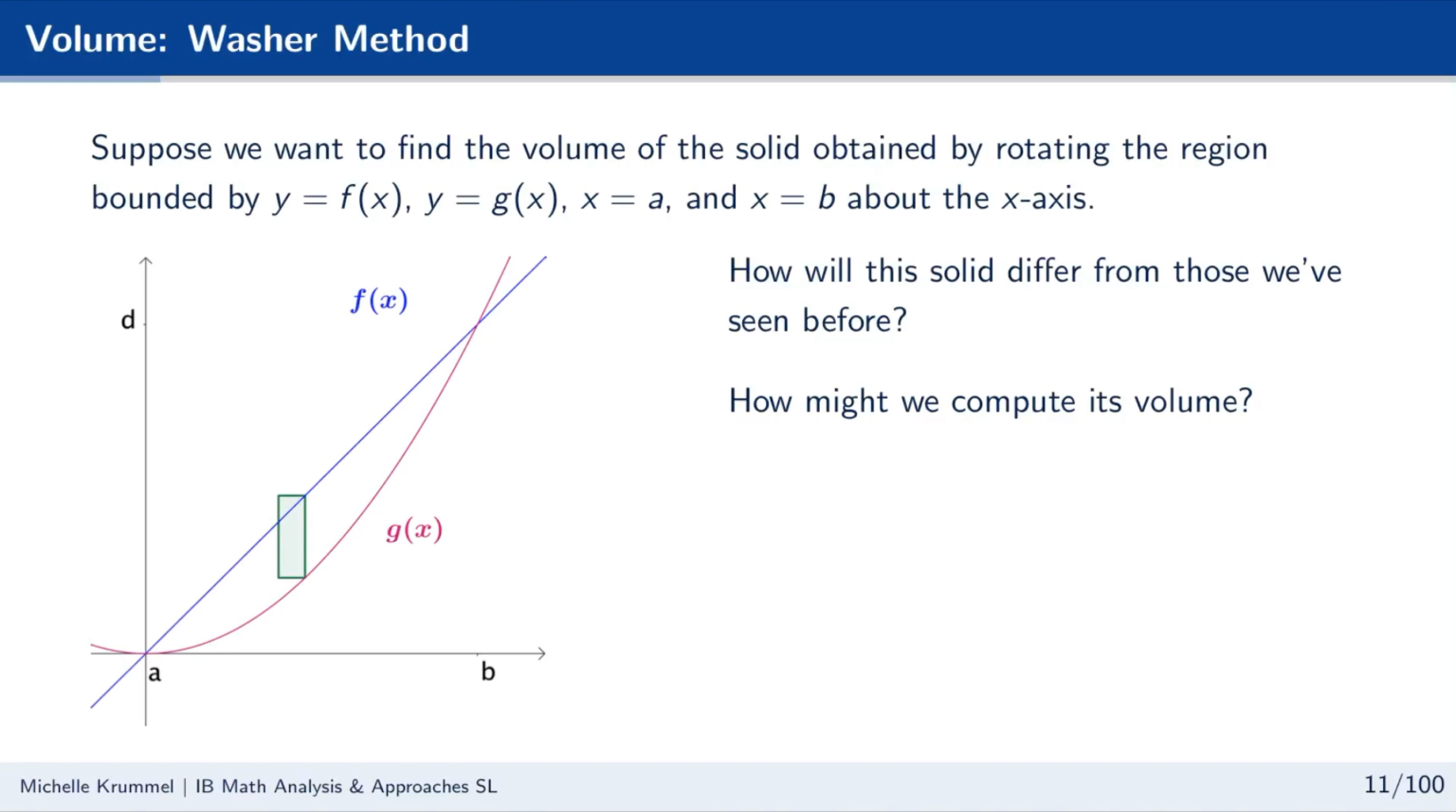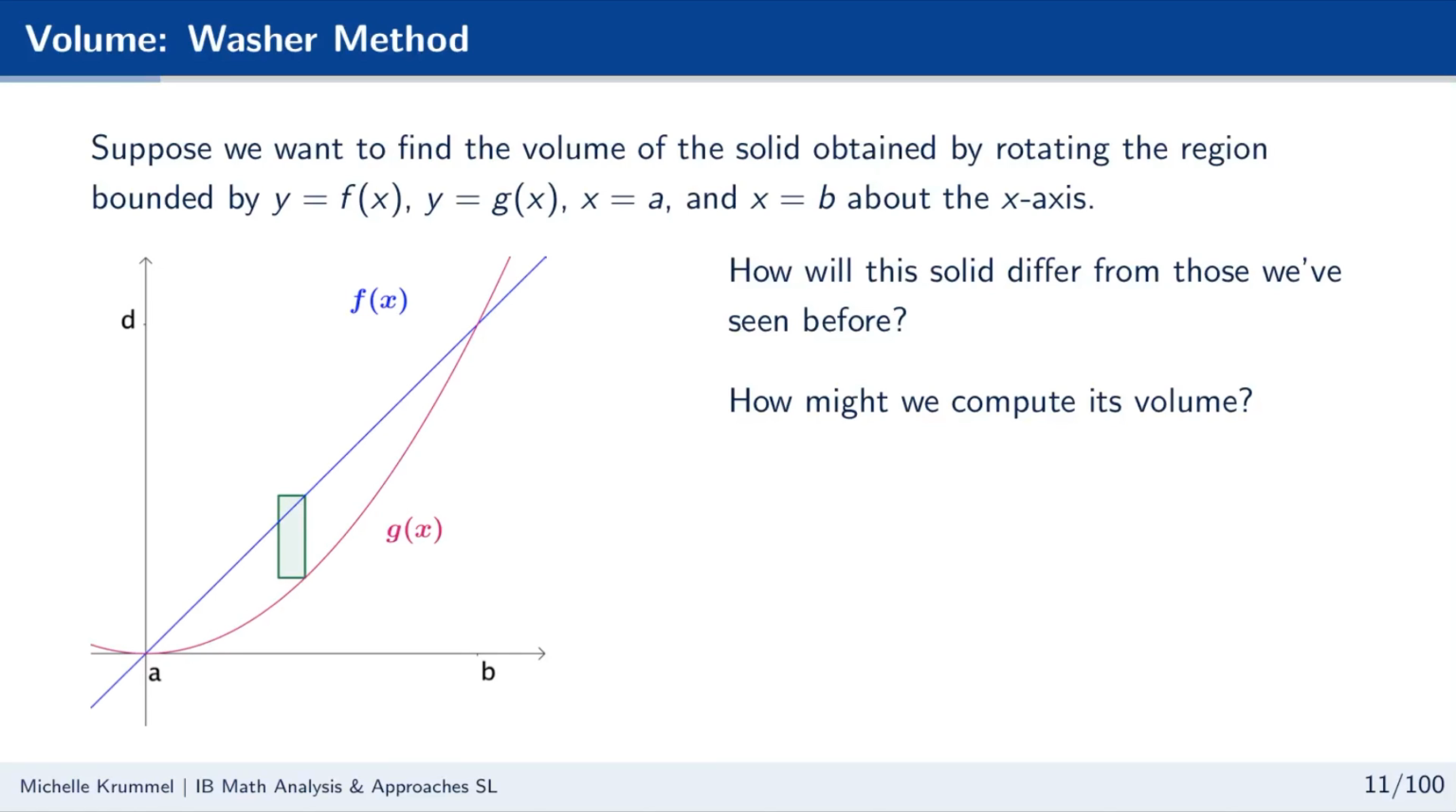Next, we're going to talk about another method for finding the volume of a solid of revolution. It's very similar to the disk method, but there is an important difference here. Suppose we want to find the volume of the solid obtained by rotating the region bounded by f of x and g of x, x equals a and x equals b, about the x-axis.